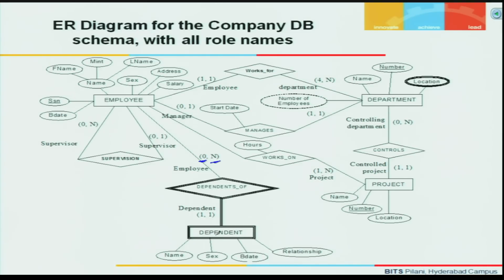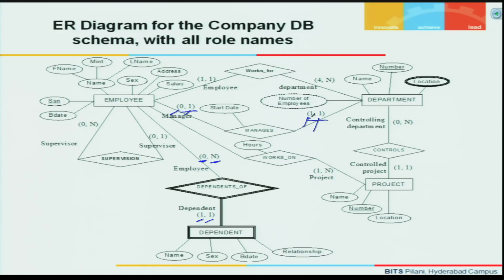Similarly, look at the min-max constraint for the participation of the dependent entity type in this relationship: every dependent must belong to one employee and a maximum of only one employee. That is a 1:1 relationship. Coming to manages, the min-max condition indicates that one employee can manage 0 departments and at most one department, because some employees may not be managers. And at the same time, a department will have a maximum of one manager, minimum one manager.